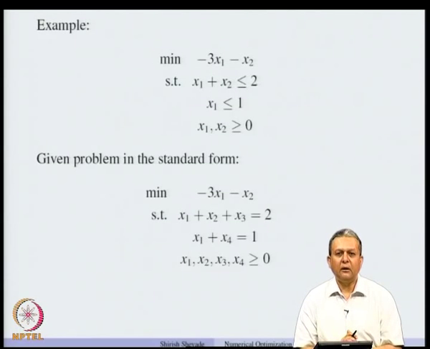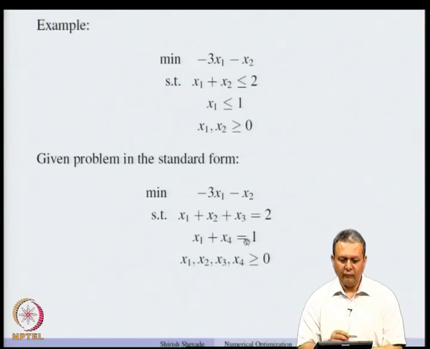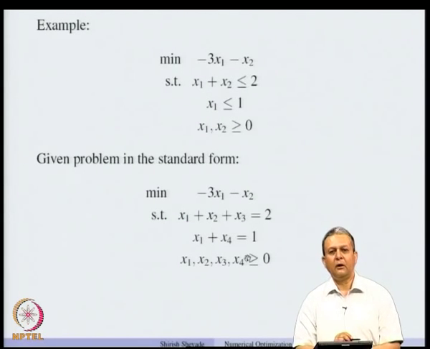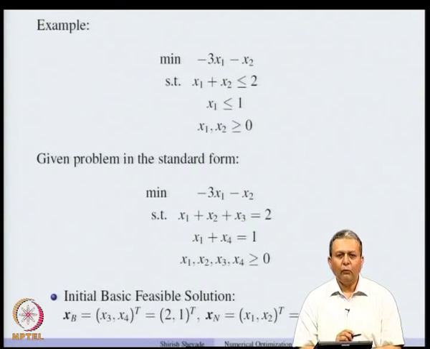So, let us first write the linear program in standard form by introducing slack variables for the two constraints. Now we have x1 plus x2 plus x3 equal to 2 and x1 plus x4 equal to 1. This is the linear program in standard form because it is of the type minimize C transpose x subject to Ax equal to b, x greater than or equal to 0. Now, one can easily determine its initial basic feasible solution.